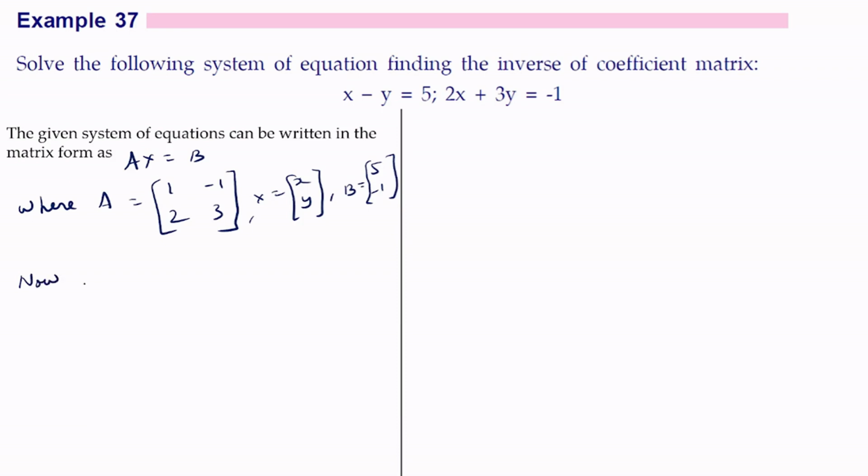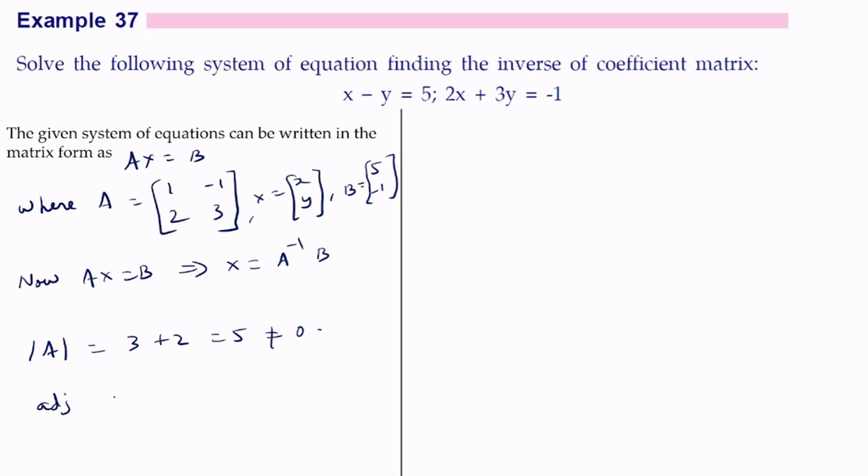Now we have AX equal to B implies X equal to A inverse into B. So we have to find A inverse. Before finding A inverse, we have to check whether A is singular or non-singular. For that we have to find the determinant of A. Determinant of A is 3 plus 2, which is 5, not equal to 0. So we can find A inverse since determinant of A is not equal to 0.